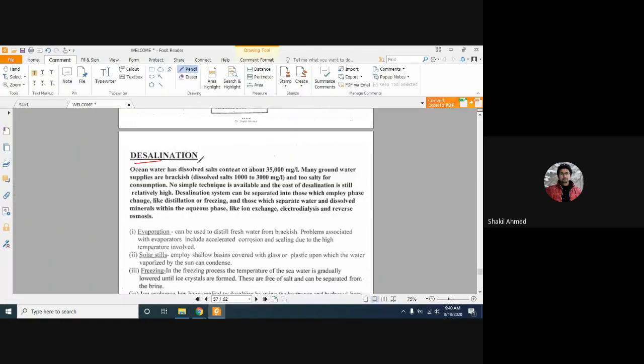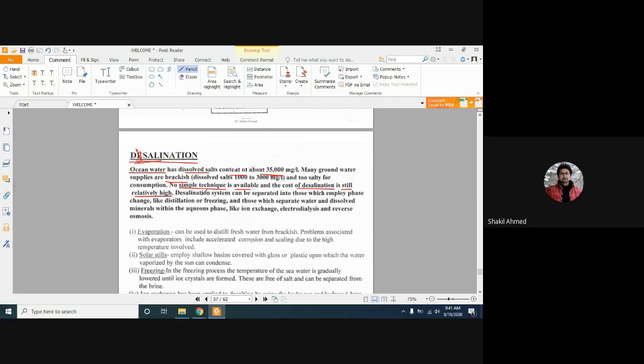Now the problem is desalination. Desalination means removing the salinity. Desalination process is not easy. This is expensive. Ocean water has dissolved salts content of about 35,000 milligram per liter, as I told you. Many groundwater supplies are brackish, with dissolved salts of 1,000 to 3,000 milligram per liter, and too salty for consumption. No simple technique is available, and the cost of desalination is still relatively high.